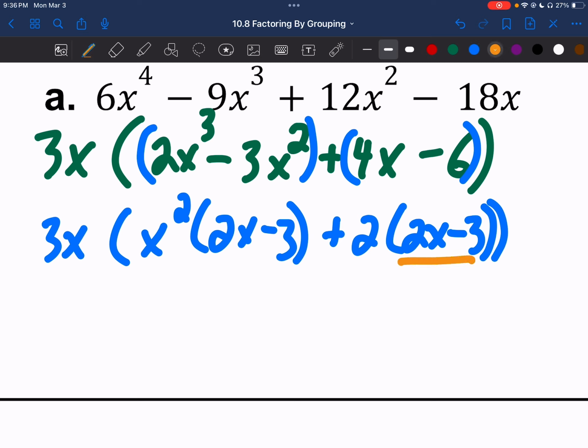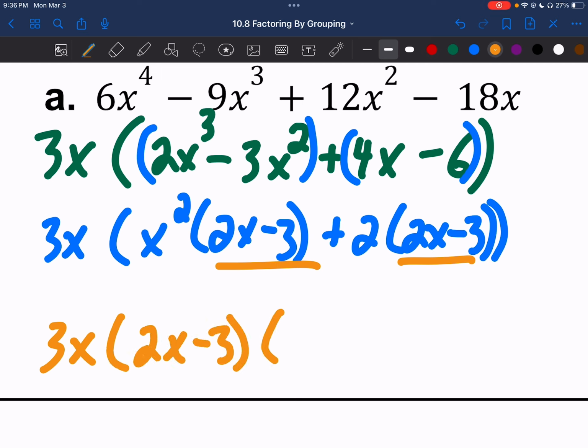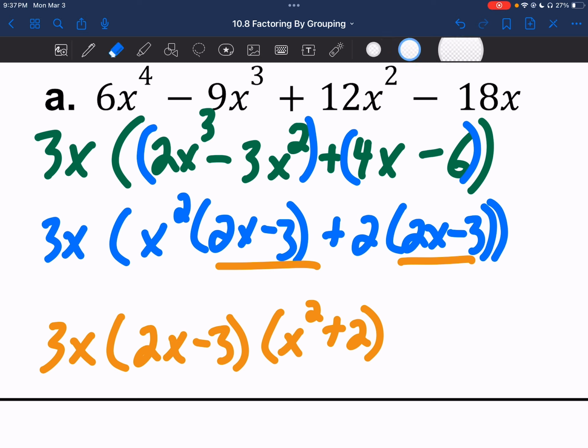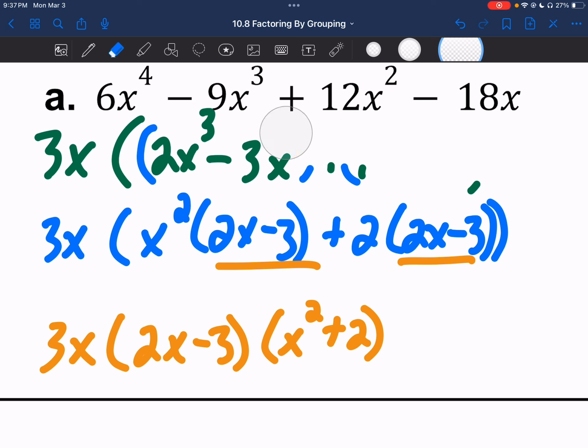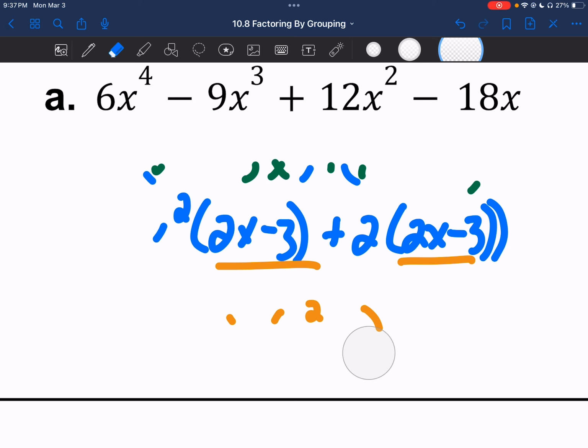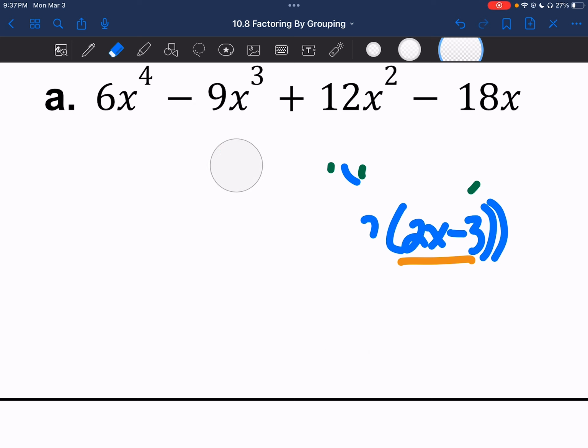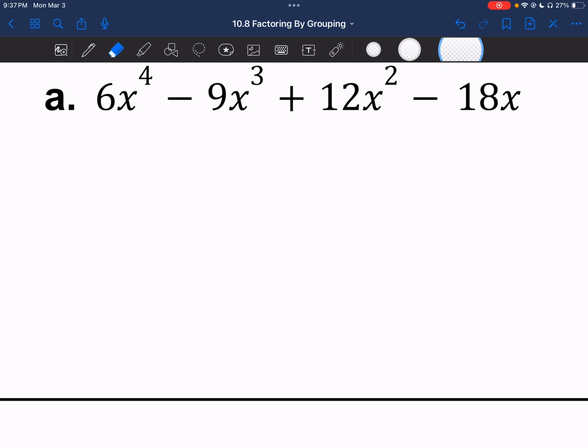And now 2x minus 3 I can bring out. So 3x comes down, 2x minus 3 is there, x squared plus 2 is there. Now, let's go through briefly and see what would happen if I didn't take out that GCF, right? When it comes to factoring by grouping, what's going to happen if I don't take out a GCF?